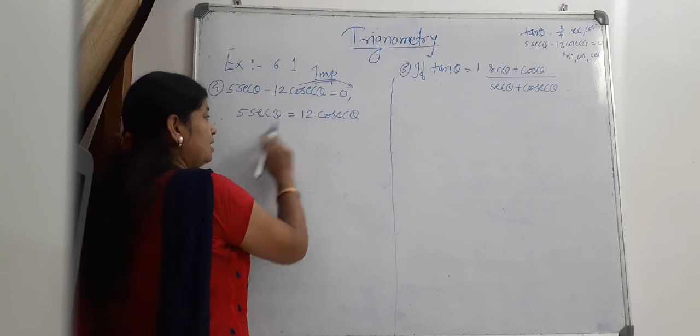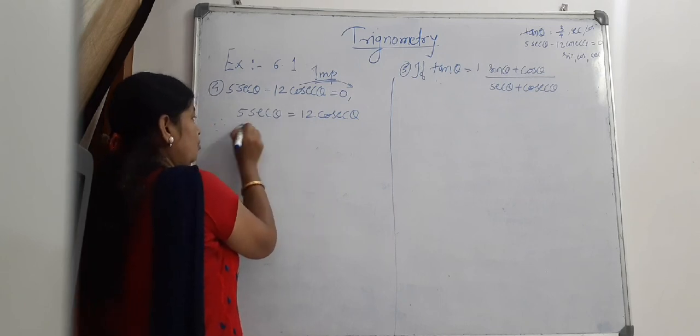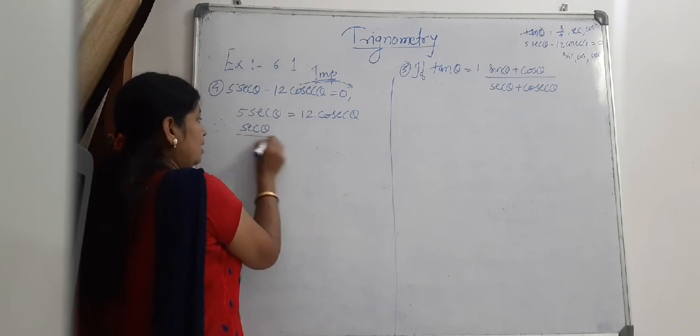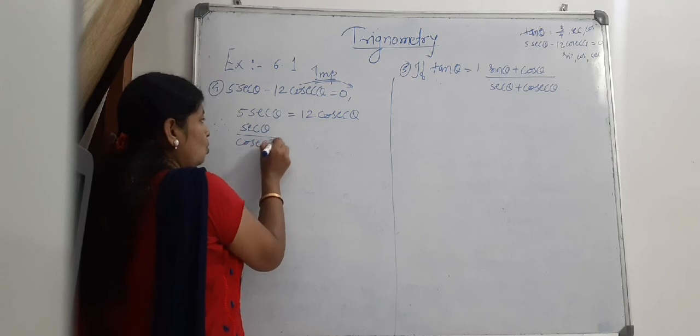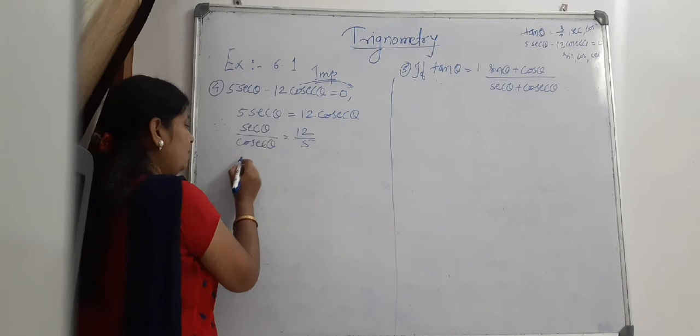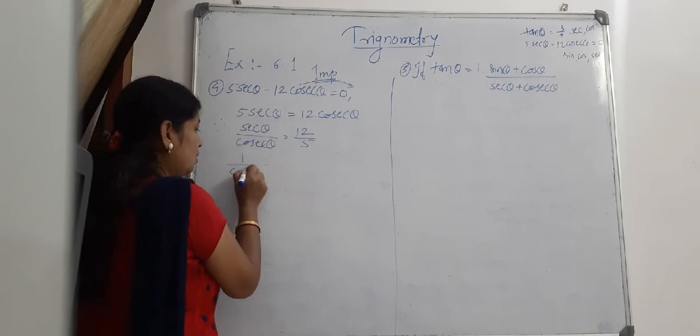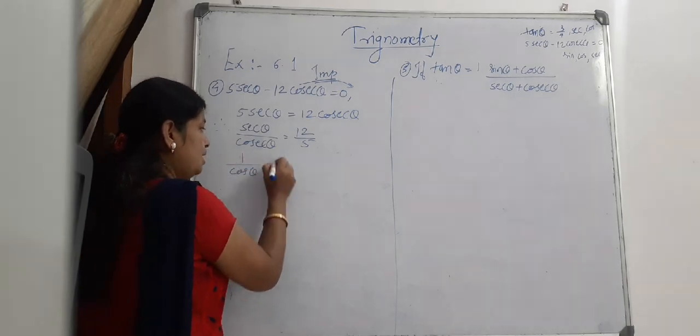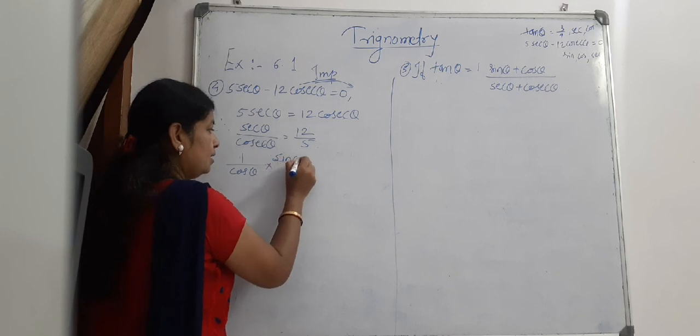Now 5 sec theta is equal to 12 cosec theta, and therefore sec theta upon cosec theta is equal to 12 upon 5. Now sec means 1 upon cos and cosec means 1 upon sin.